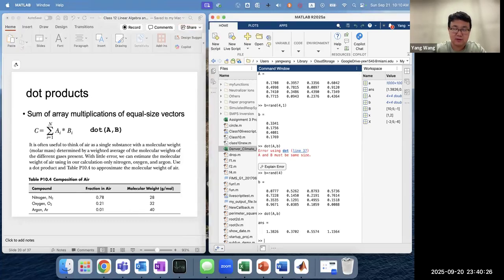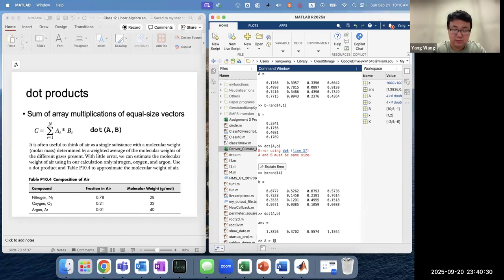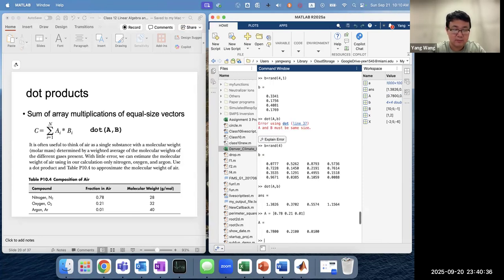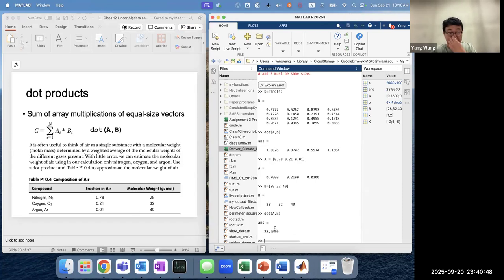So then basically you can define A to be 0.78, 0.21, 0.01, and then B being 28, 32, 40. So you can directly use dot A, B to get the weighted average.